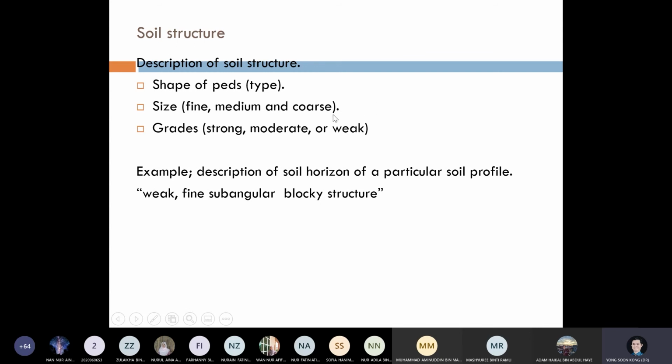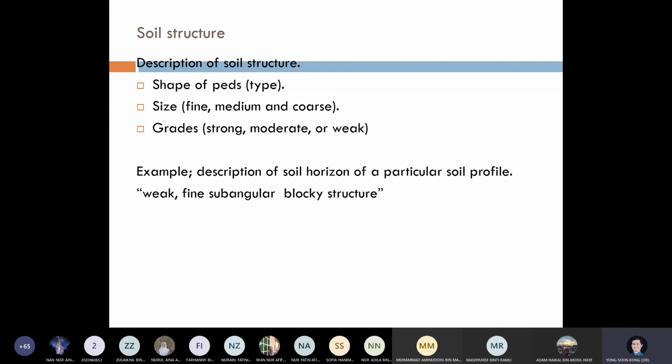Okay? And the other thing is the grade. How strong are those structures? Are they strong or are they weak? In terms of strong or weak, I would say it is how well they can sustain those structures. If pressed hard, are they still able to sustain those structures? So those are the words that people use in order to define or describe soil structure. You can see the examples right there.